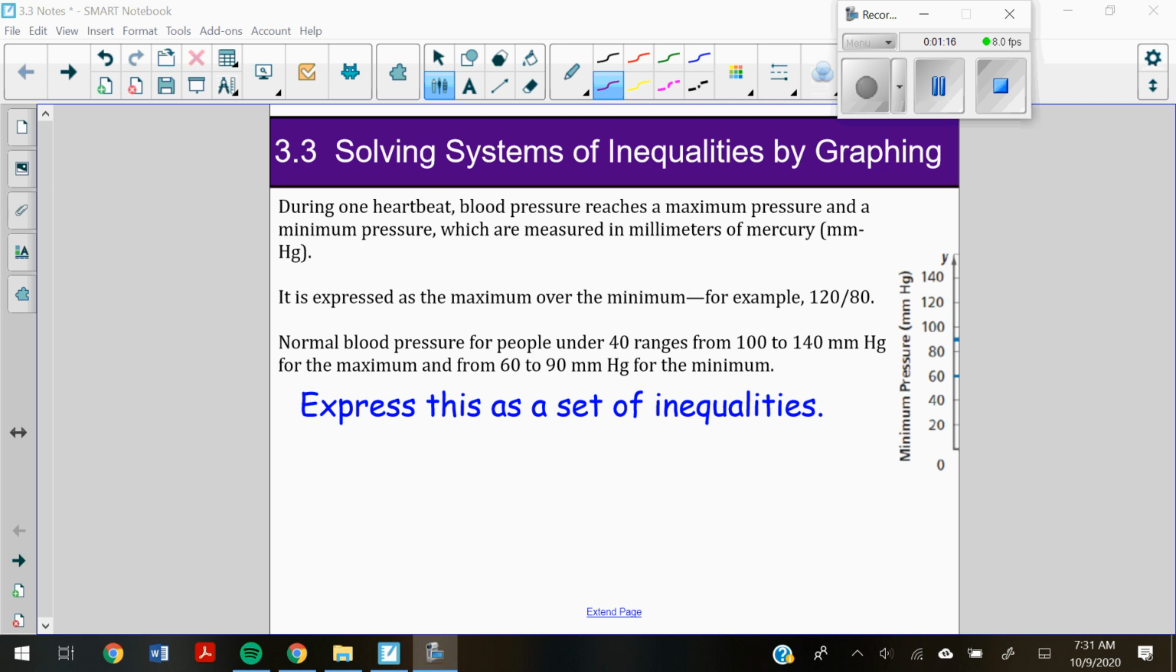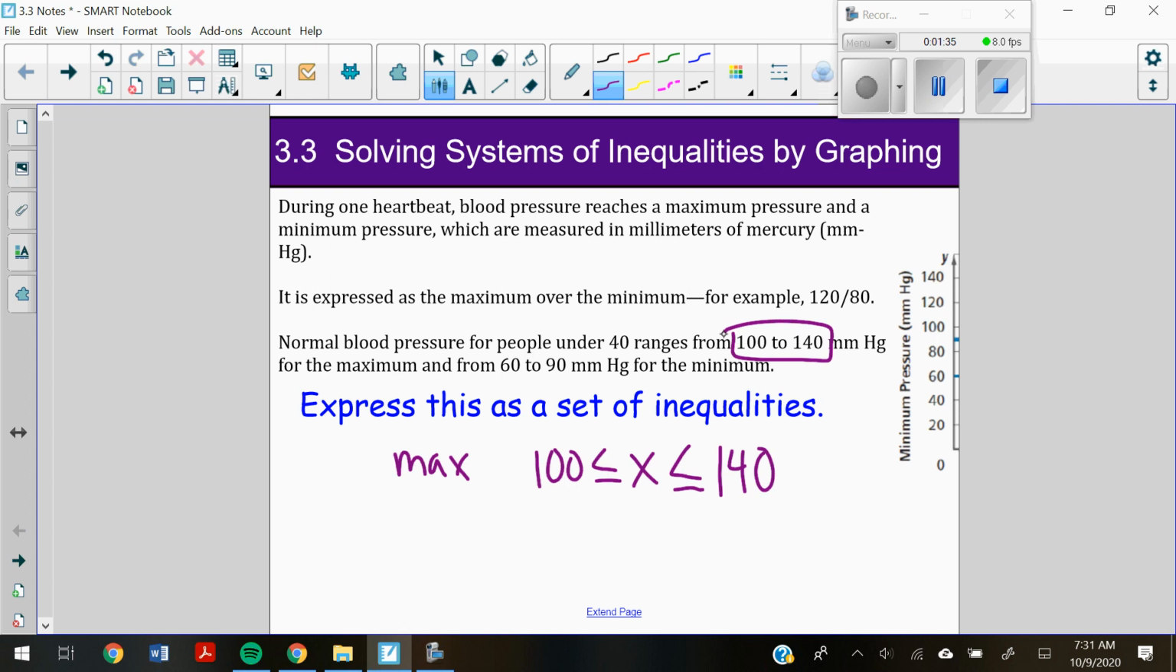So let's do one for our maximum. Okay, and so it ranges from 100. So it can be equal to 100. So we're going to say less than or equal to, and we'll just say x. And that is going to be less than or equal to the 140. So that's our range that they give us here. Okay, and we include both because it could be 100 or it could be 140. Okay, again, this is the normal. So the minimum, and we're going to use y for this one, ranges from 60 to 90. Again, it's going to include 60 and it's going to include 90.